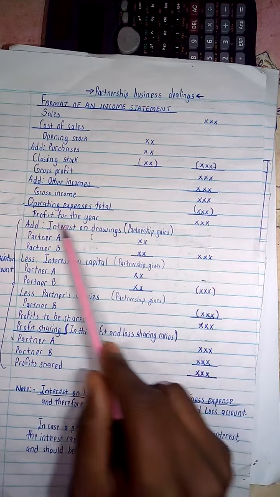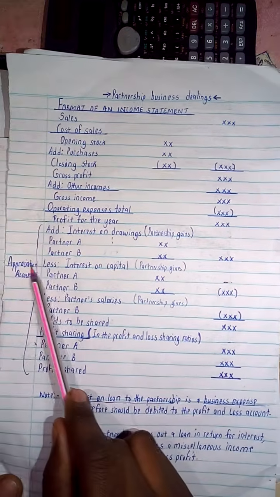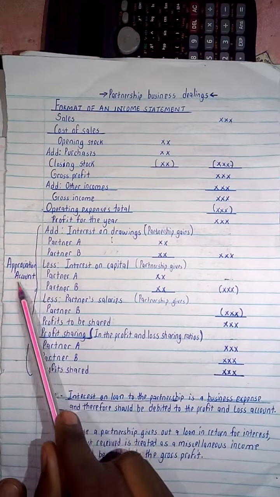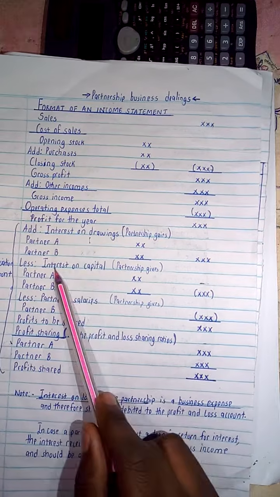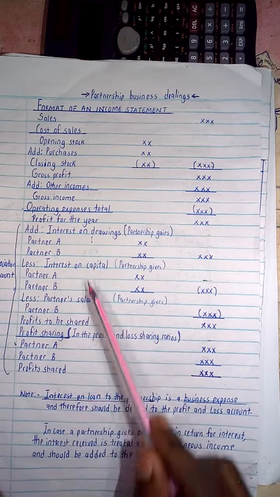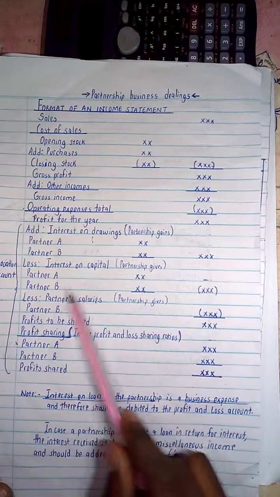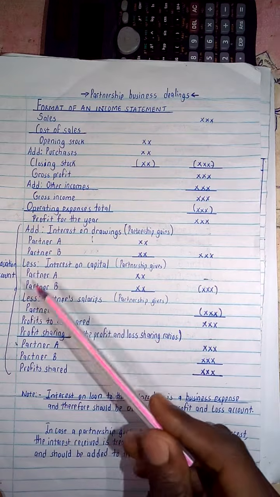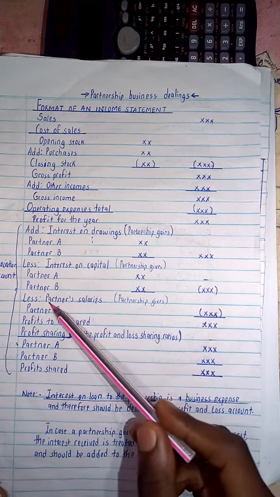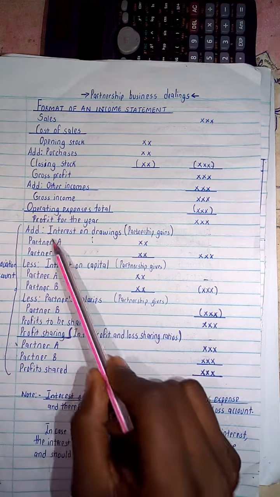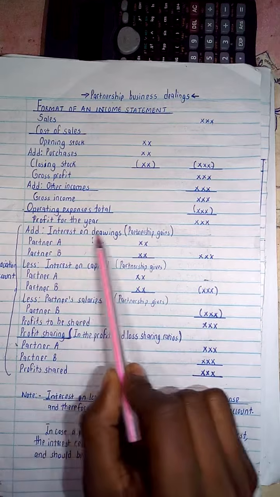Now from here, it's where you add the appropriation account. You only add the interest on drawings, interest on capital, and partner's salary if these terms are given to you in the question. So what do they mean by interest on drawings?